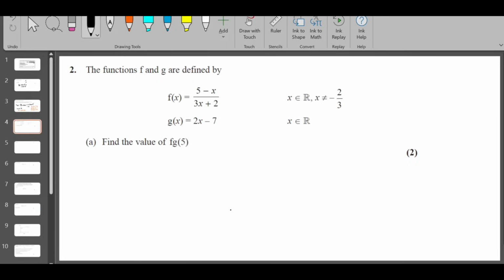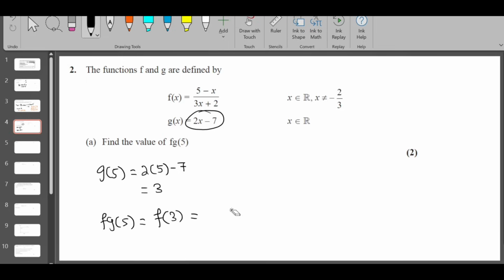Find the value of fg of 5. Let's find g of 5. G of 5: in this function, replace x by 5. 10 minus 7 is 3. So fg of 5, which is the same as f of g of 5, is f of 3. So in this function, replace x by 3. But you can't just blindly sub in the numbers. You need to check whether they are coming from the domain given. Definitely x belongs to R means all real numbers, so you are allowed to sub in 5.